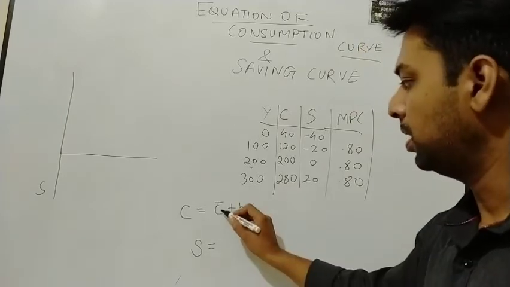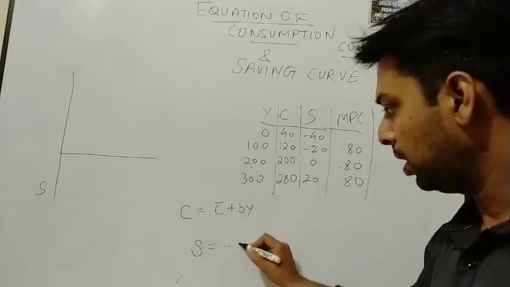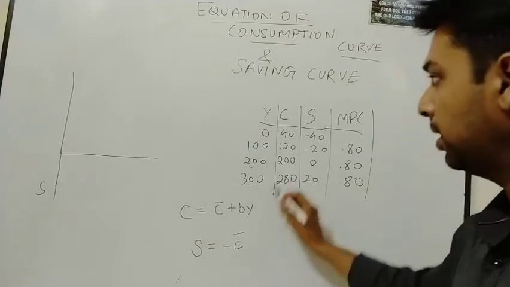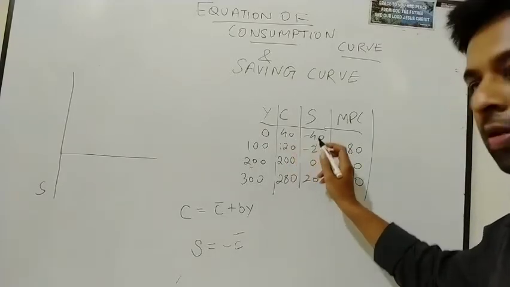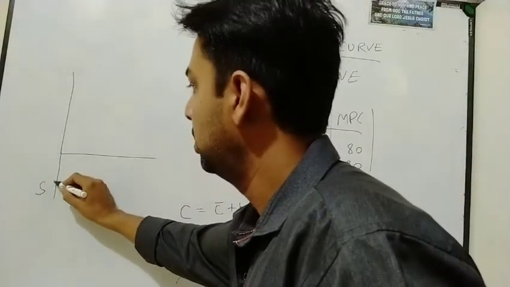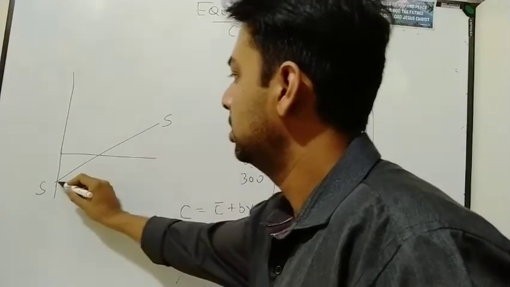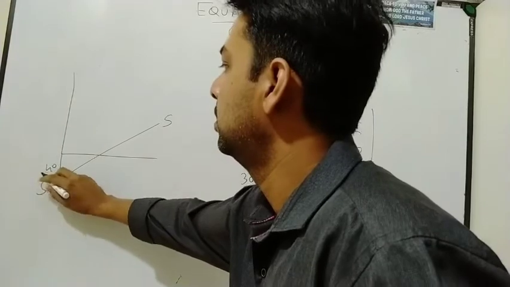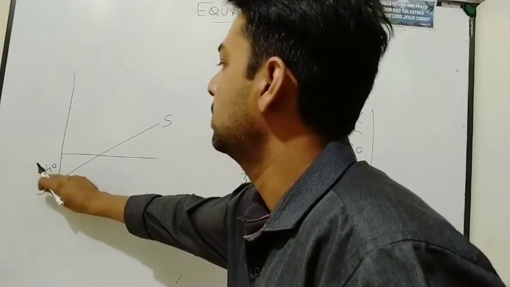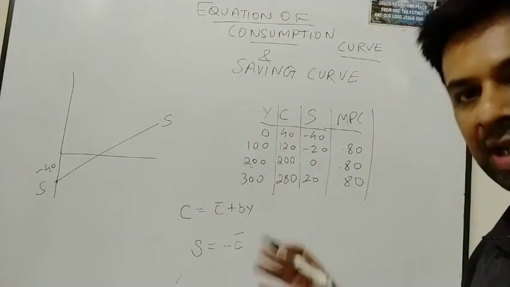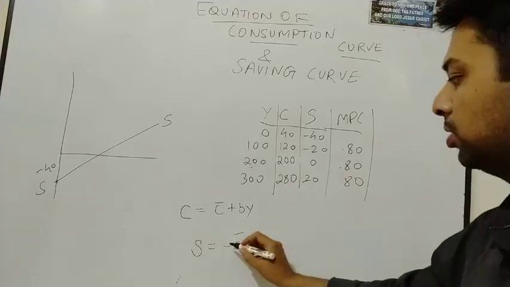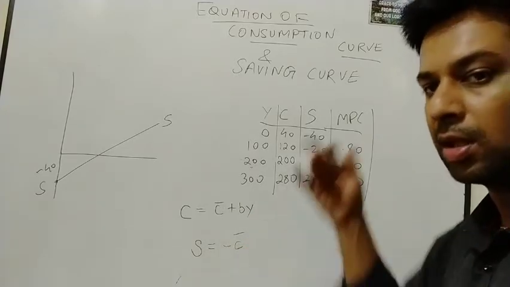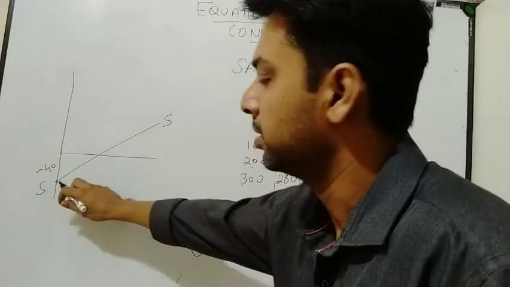Now you'll have to find the saving curve equation. So the equation will be, if this is C bar, this will be minus C bar. See, if it is 40, this will be minus. It will be here. Saving curve will start like this. This is the level of minus 40. Our saving was in minus at this point of time. It is starting from minus 40. So due to this autonomous consumption presence, our saving will start from minus 40.